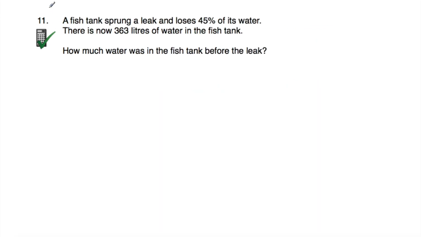Okay, let's have a look at our next question, question number 11. It says a fish tank has sprung a leak and it loses 40% of its water. There's now 363 litres of water in the fish tank, and the question asks how much water was in the fish tank before the leak.